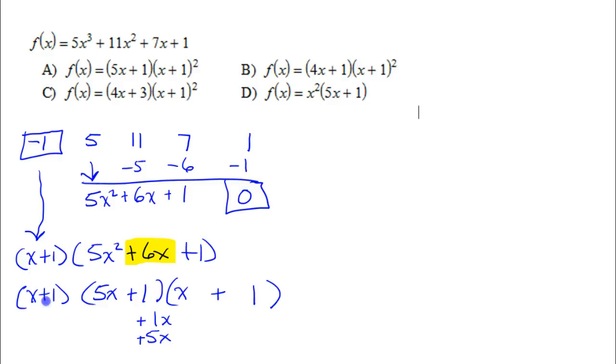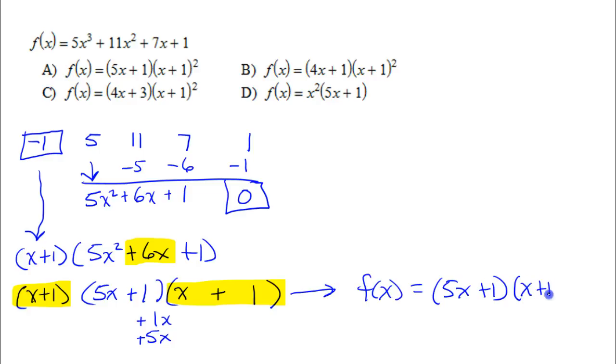Notice that x plus 1 appears twice. So if I wanted to write this more compactly, I could write f of x equals 5x plus 1. But because I have x plus 1 twice, I could write x plus 1 squared. So now let's look for it. I see x plus 1 squared, but that's 4x plus 1. Here we go, 5x plus 1, and then x plus 1 squared. The answer is A.